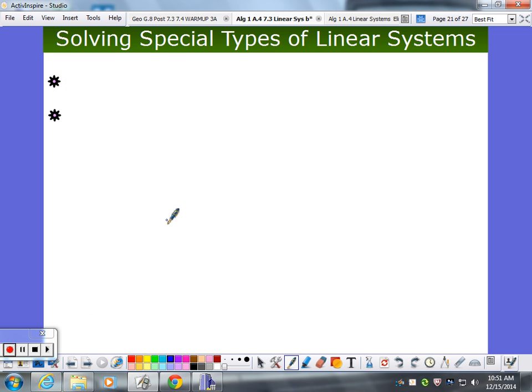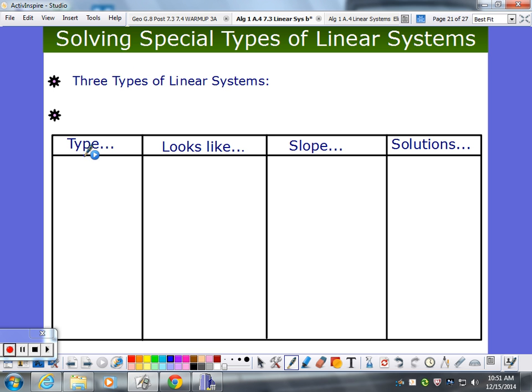So we have some special types of linear systems. Now there's going to be a lot of mathy words here, so you don't necessarily have to know them for a test, but if you're reading textbooks or in the future, you may see some of these words. I want you to be exposed to them a little bit. So here's the first type.